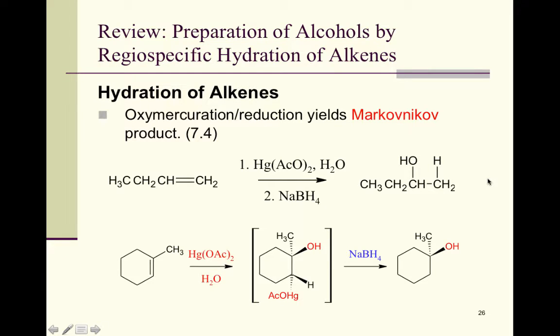The previous reaction was a hydration of an alkene yielding a non-Markovnikov product. This would be the set of reagents you would use to get the Markovnikov product. Details on this are back in section 7.4 of your textbook. So we see here we have our carbon-carbon double bond, and this carbon here has one hydrogen, this has two. Hydrogen went to the side with more hydrogens, yielding a Markovnikov product. And I also have an example here on the ring.